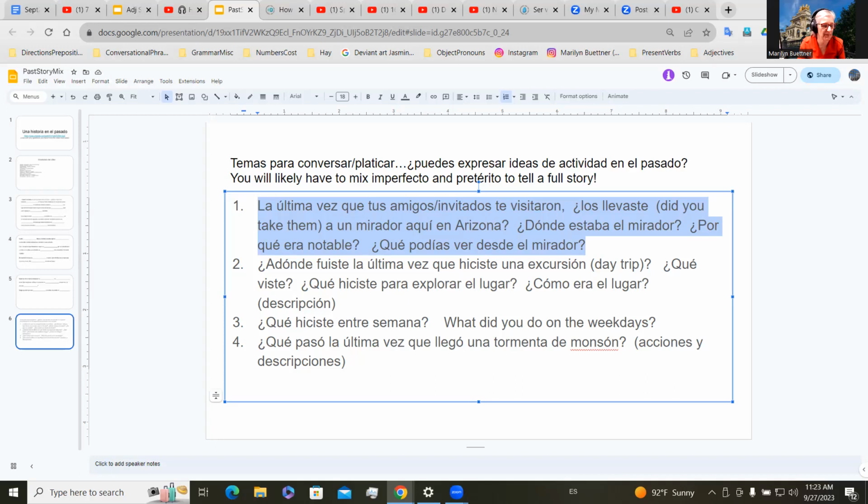Bueno, algo más. Bueno, sí, Carrie. La última vez que nuestro hijo con su familia nos visitaron, los llevamos a un mirador de Weaver's Needle. ¡Oh, sí! Estaba fuera del sendero Apache Junction. And I think fue notable porque era un corto paseo hasta una gran vista. Pudimos ver Weaver's Needle y las montañas de la Superstición.